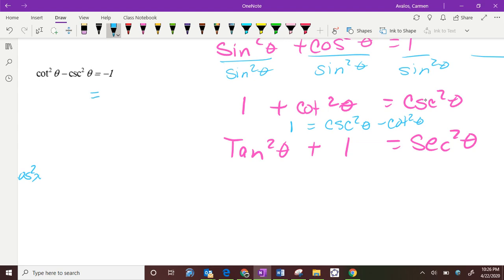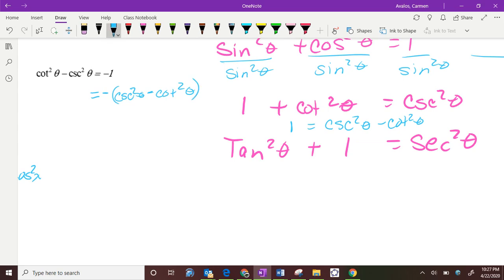So I'm going to take that and replace this. So it's going to be equal. I'm working on the right-hand side, so I'm going to replace 1 equals this. I'm going to take the 1 out and replace it with what it equals, and it equals cosecant squared of theta minus cotangent squared of theta.